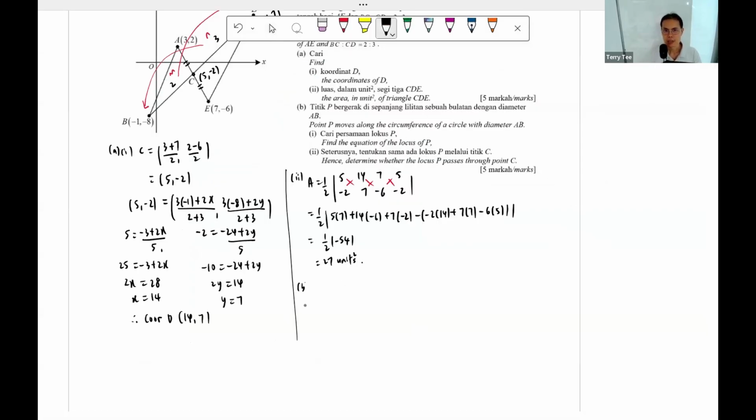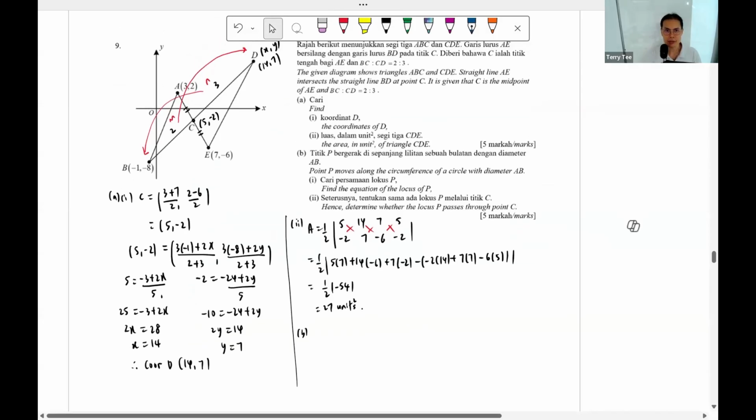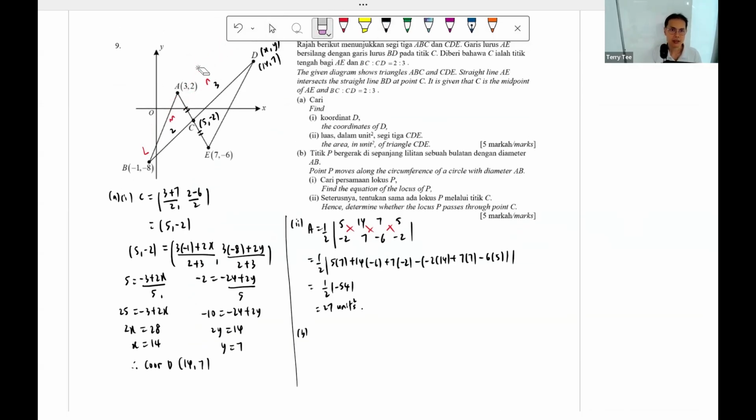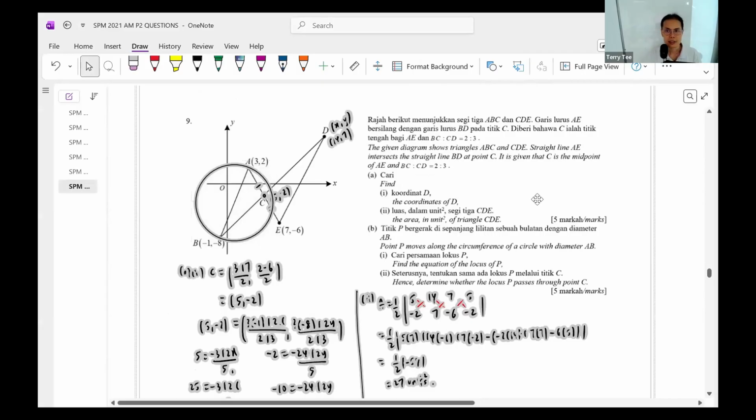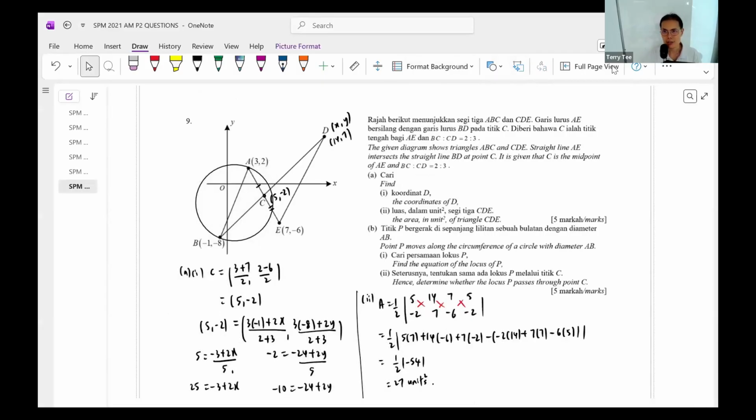Point P moves along the circumference of a circle with diameter AB. Okay, so look at the diagram again. Your AB is your diameter. Let me rub off all these things. Can I have space to draw a circle? This is a circle. AB is a diameter, so it must pass through AB, like this. Now we don't know whether it will pass through C or not.